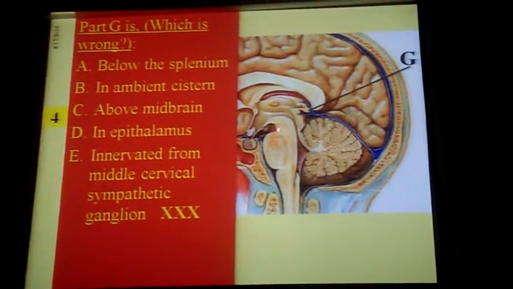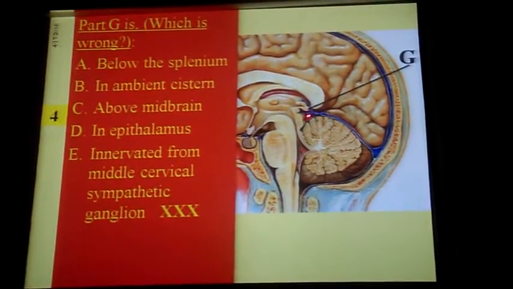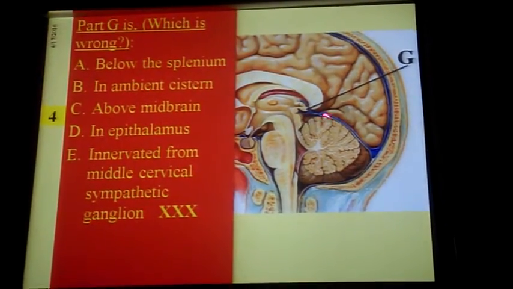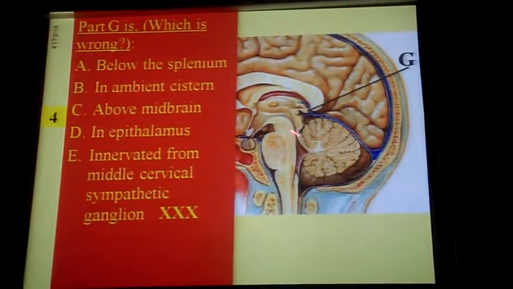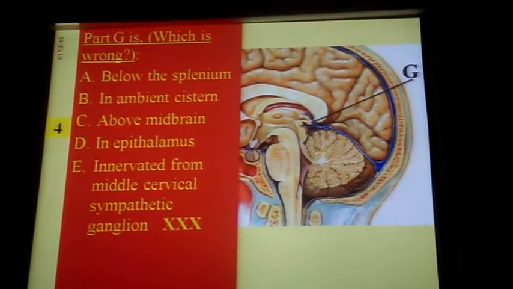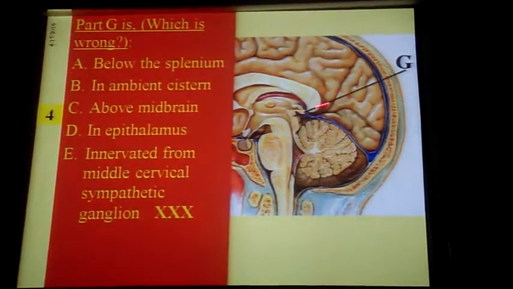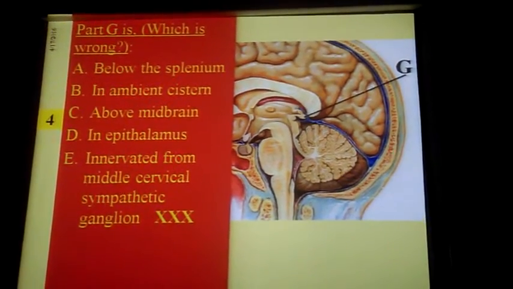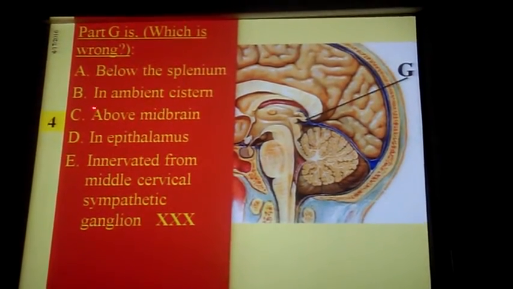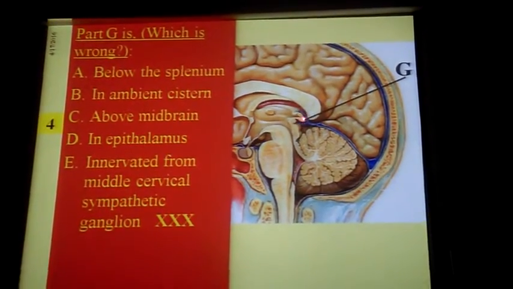Cisterna ambiens is present around the midbrain and it enlarges at the back, below the splenium of the corpus callosum and above the cerebellum, behind the back part of the midbrain. Now, would the pineal body lie in the cisterna ambiens or surrounded by it? The answer is yes. This is correct.